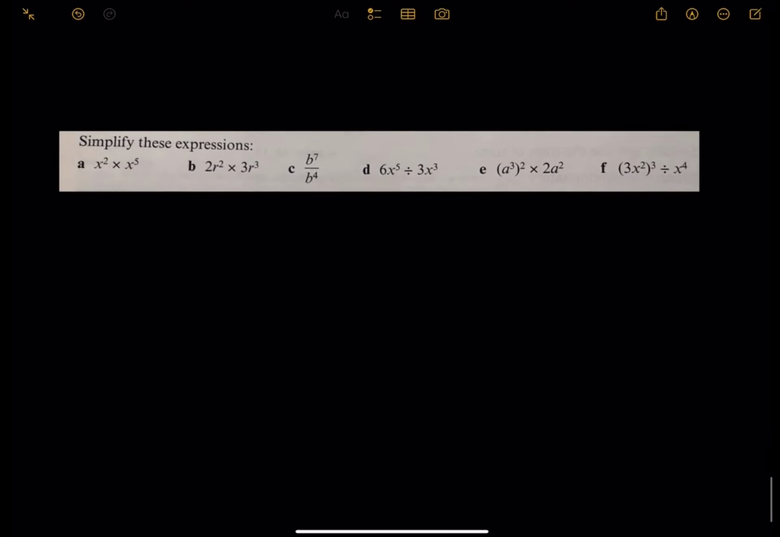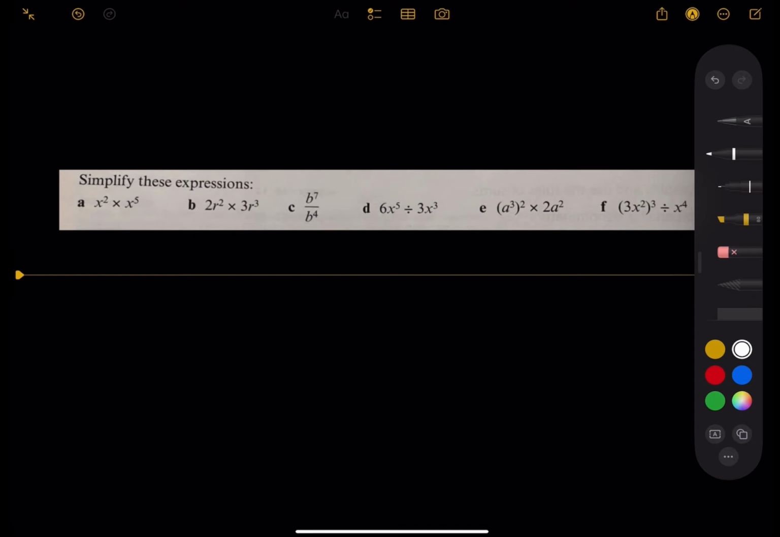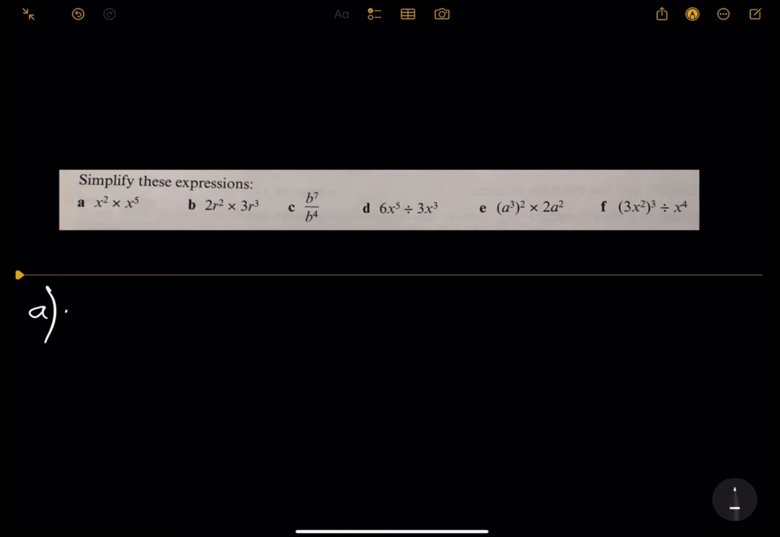Now for the final set of examples. For part A, this is basically now a mix of all the different index laws. That's what this example basically has. So we've got a nice and easy one: x squared multiplied by x raised to the power 5, which is equal to x raised to the power of 2 plus 5, which is equal to x raised to the power 7.